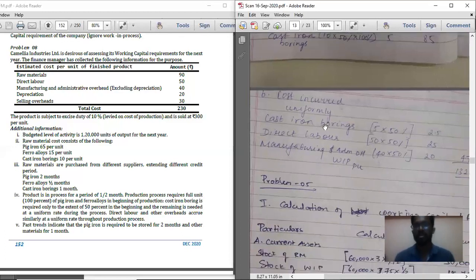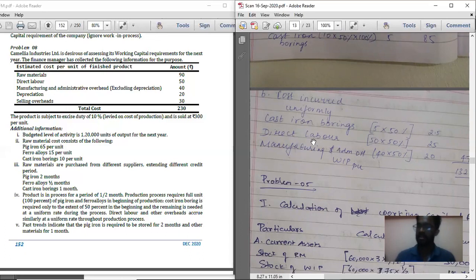Next, below that, small b, cost incurred uniformly. Uniformly means nothing but 50%. Whenever they are giving uniformly, you should assume it as 50% being given to the production process and the remaining 50% is yet to be given. So cost incurred uniformly. Below that, cast iron borings.